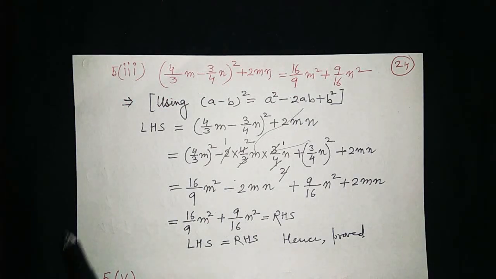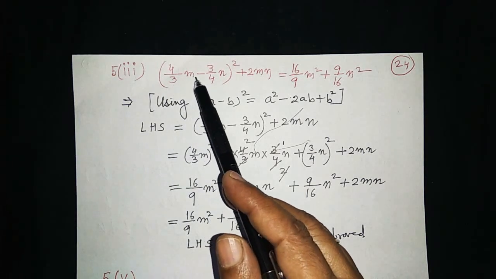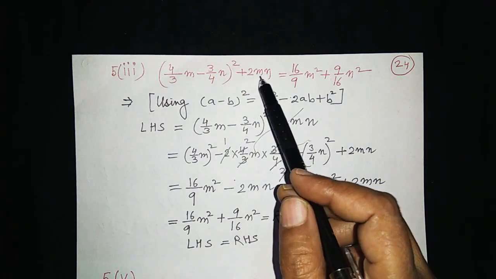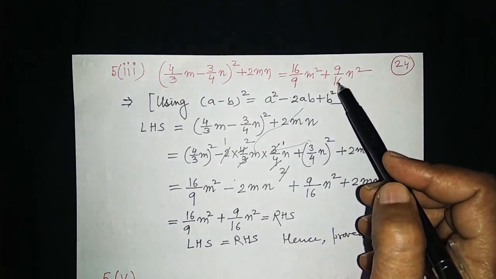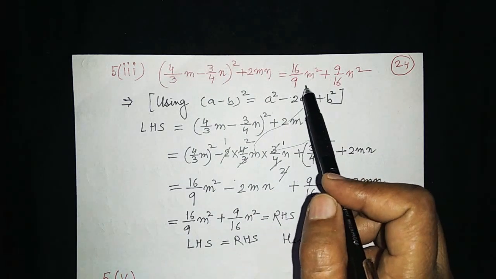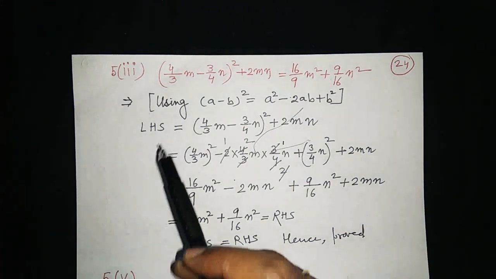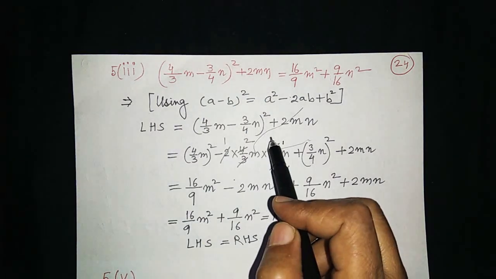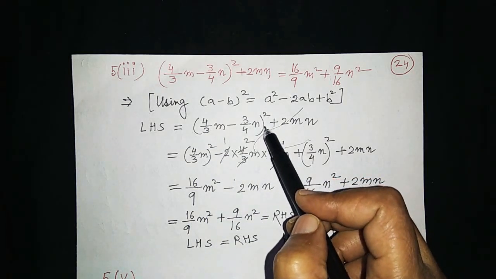Now see the third part of the same question. (4/3 m - 3/4 n) whole square plus 2mn is equal to 16/9 m square plus 9/16 n square. Here also we have to show that the left hand side is equal to the right hand side. So for this question also we will first take the left hand side and write it, and after writing the left hand side we will see which identity can be used here.